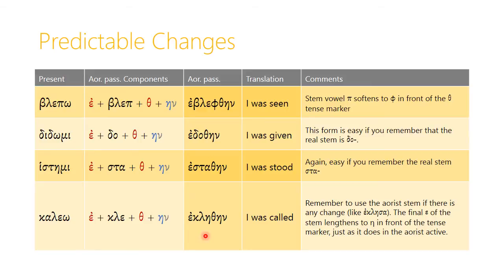So I hope you can see that at bottom, these are very regular aorist passive forms. The only thing that you really have to watch for is things like softening of final consonants or lengthening of final vowels before the tense marker. And you have to remember with mi verbs that the present active indicative doesn't give you the real stem. So we need to remember the real stem and base the aorist passive forms on that.